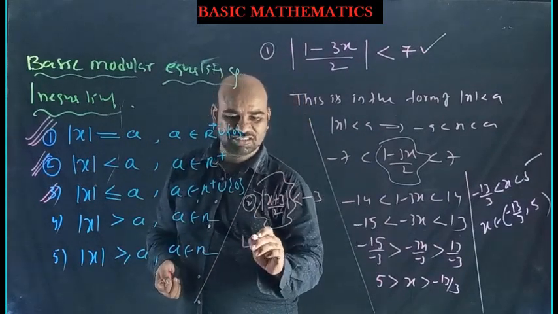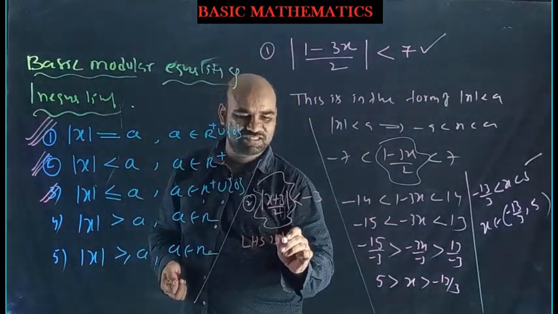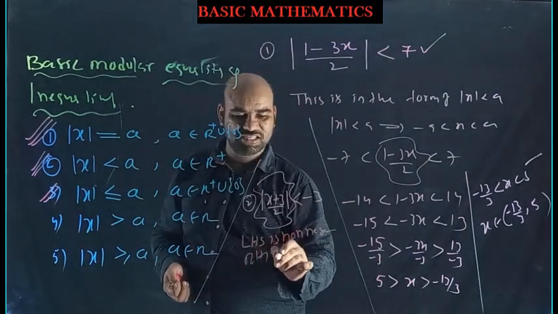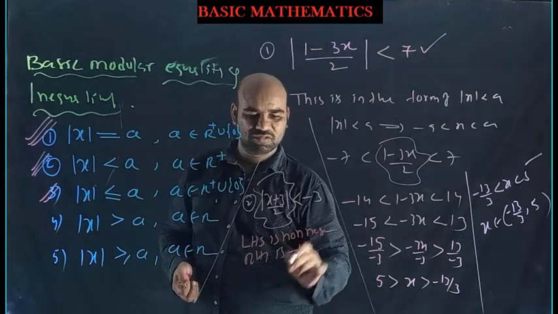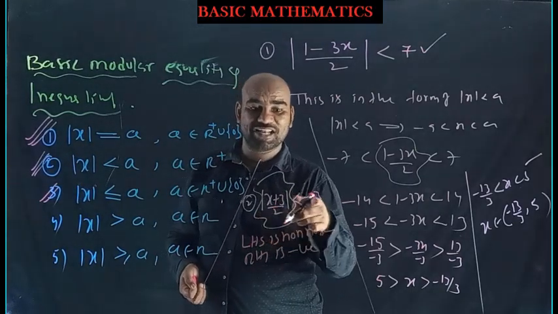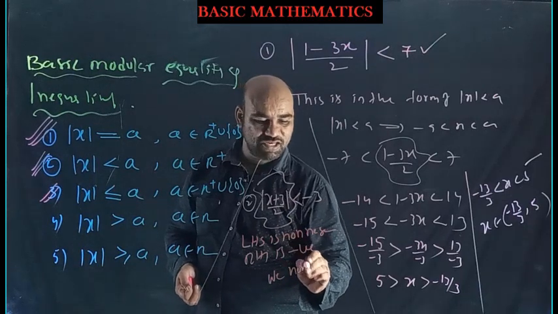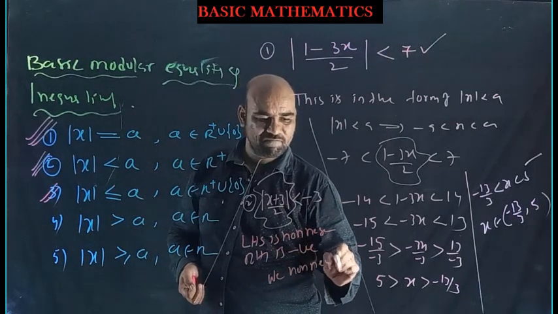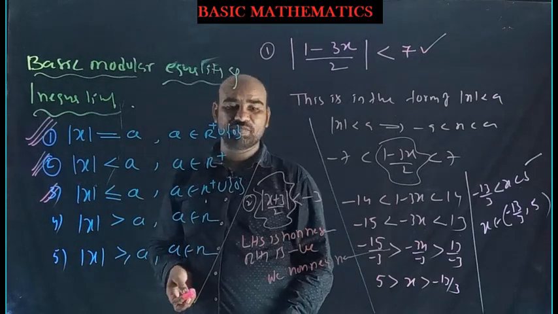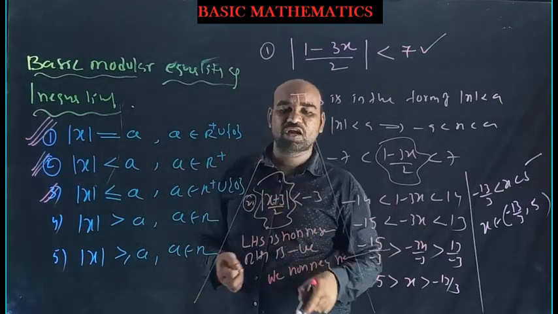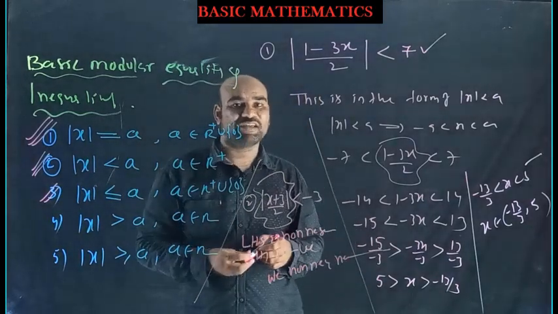So, LHS is non-negative. RHS is negative. A non-negative number is never less than a negative number. We know that non-negative is never less than a negative number. So there is no real x which satisfies mod of (x plus 3)/2 less than minus 3.